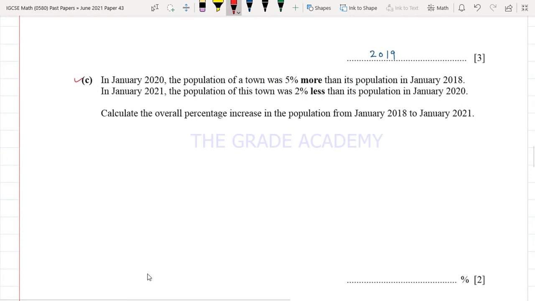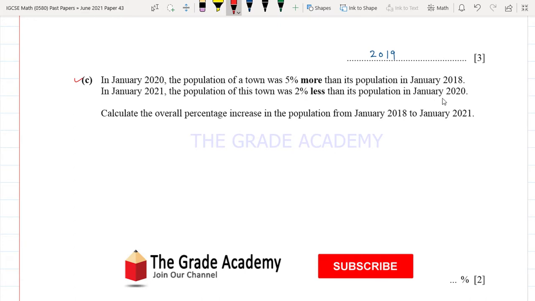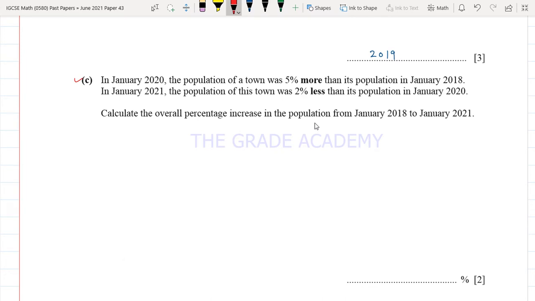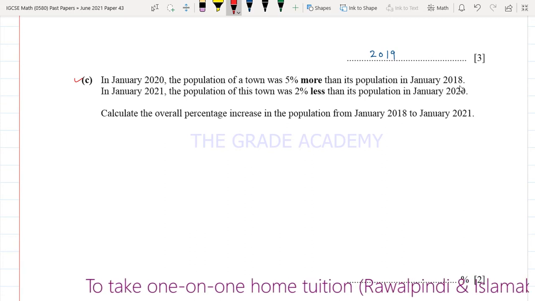In January 2020, the population of a town was 5% more than its population in January 2018. In January 2021, the population of this town was 2% less than its population in January 2020. Calculate the overall percentage increase in the population from January 2018 to January 2021. Okay, so here the population starts from 2018.